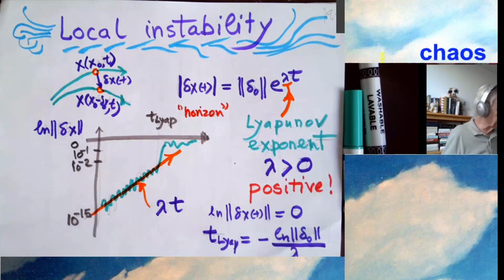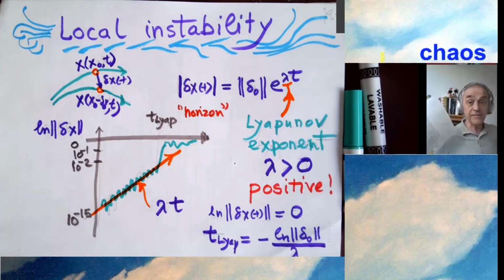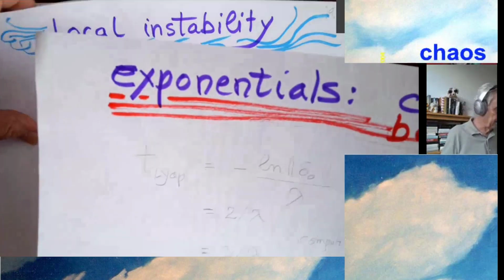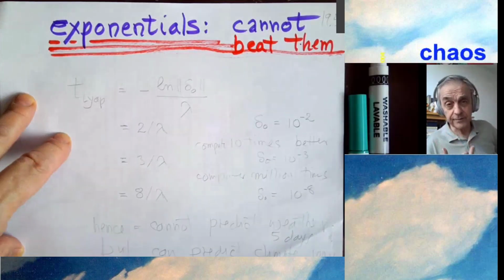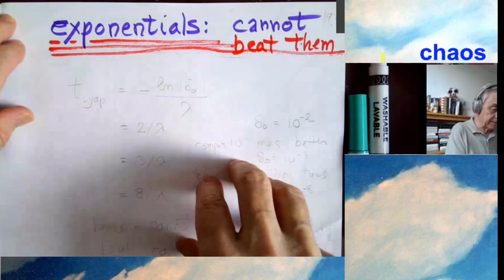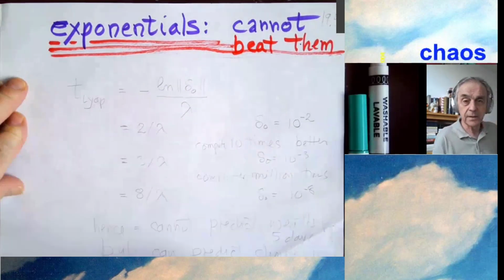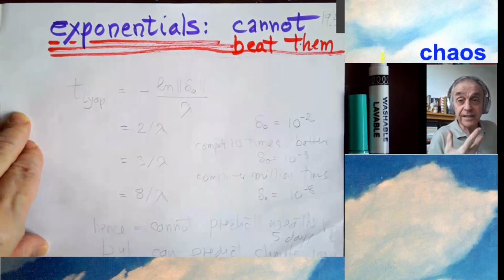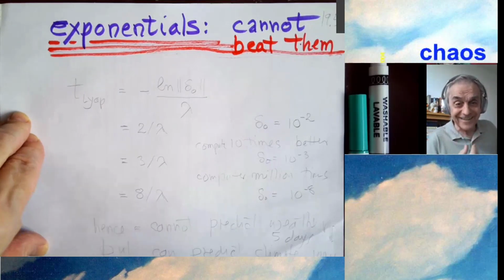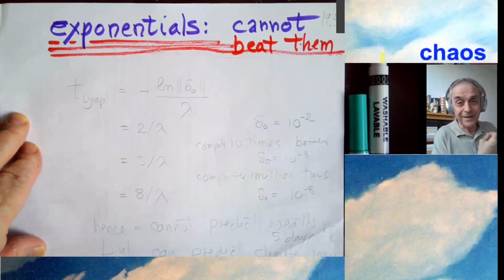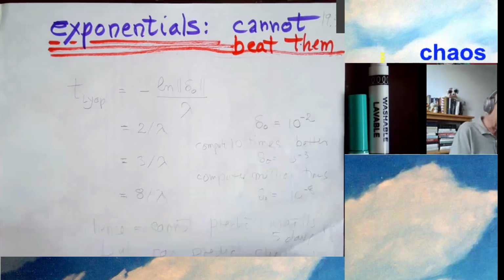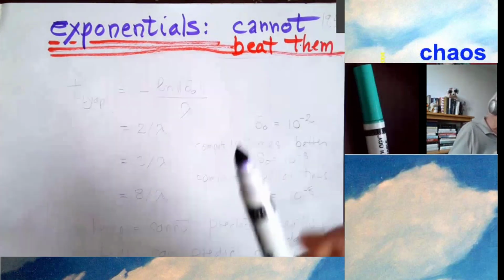What is the time at which I lose my power of prediction, even though I know the laws that govern the system to infinite precision? And you learn the painful lesson. Exponentials, which is now the word that a citizen of this country might know. Exponentials, you cannot beat them. You better join them. There is no way around exponentials. And this is as good an example as any.